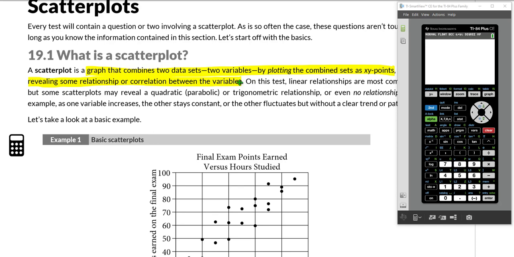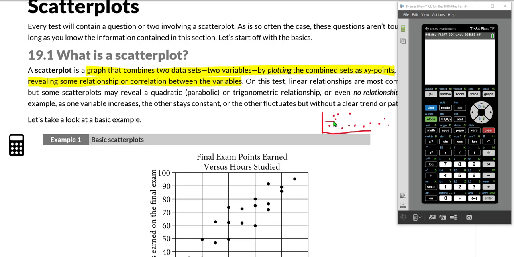You should know that the vast majority of scatterplots that you encounter on the SAT will reveal a linear relationship, although occasionally you're going to see a scatterplot that reveals a quadratic relationship, maybe a trigonometric relationship, possibly even no relationship whatsoever. For instance, if you were to see a scatterplot that looks like this, where the points that are plotted don't appear to have any clear pattern.